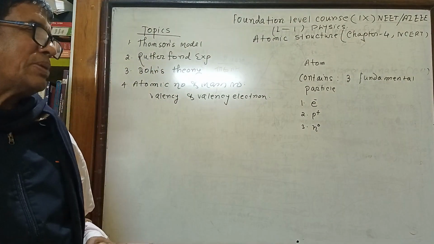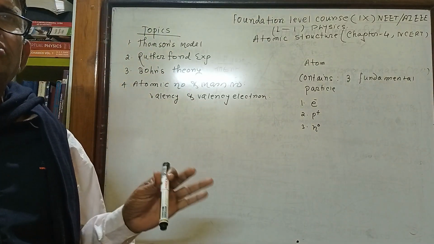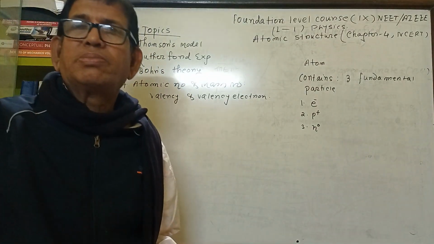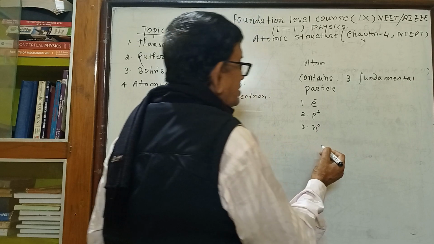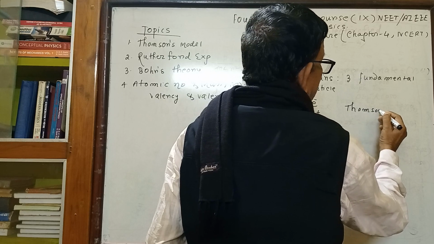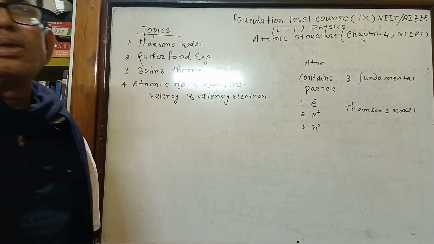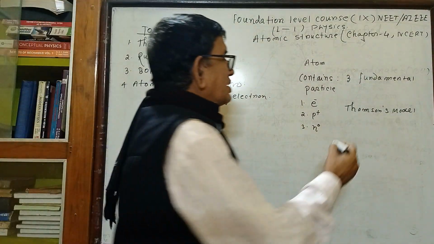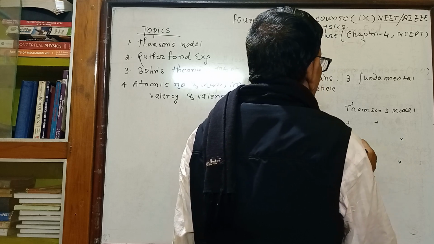Now, what is the structure of the atom? This was a great challenge to scientists. In this regard, the first model was given by Thomson, the plum pudding model. According to the Thomson model, if we imagine a pudding, then all the dry fruits, suppose cherries, are arranged in a positive pudding.